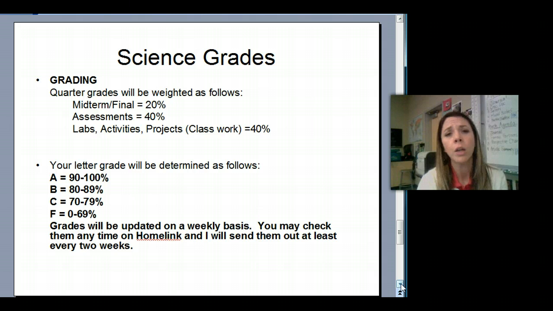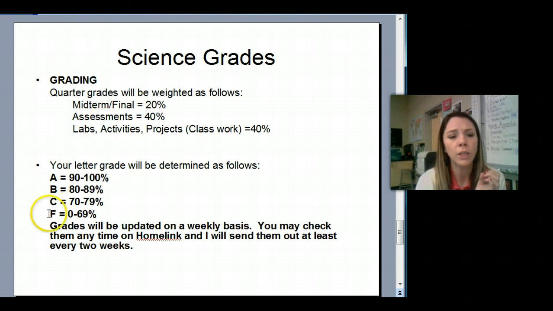Science grades are common for all of our classes, so earth, biology, physics, chemistry. We weight our final to be 20%, our assessments to be 40, and then our lab activities to be 40. So what you know is just as important as the classwork that you do, and then that midterm final, that final exam is worth 20%. The midterm final is not retakeable. This is all in the syllabus, so I won't go over this too much.